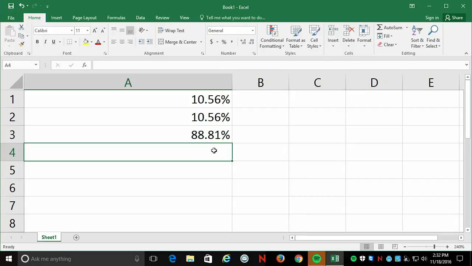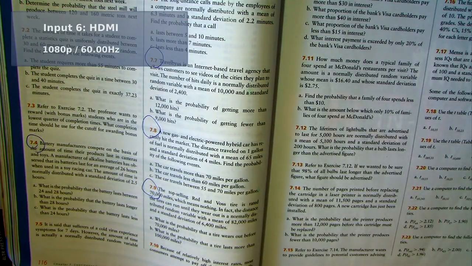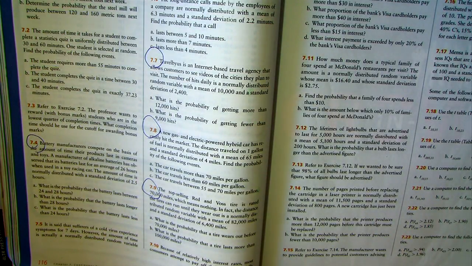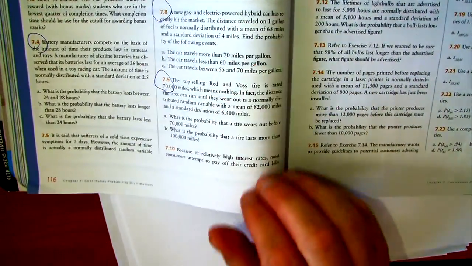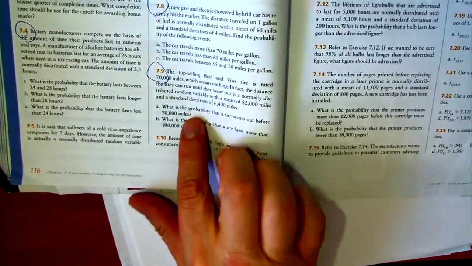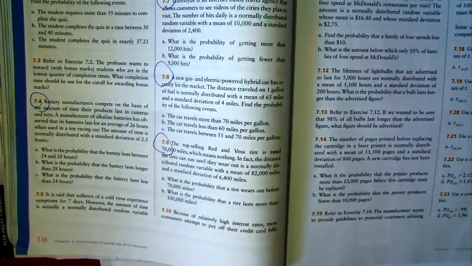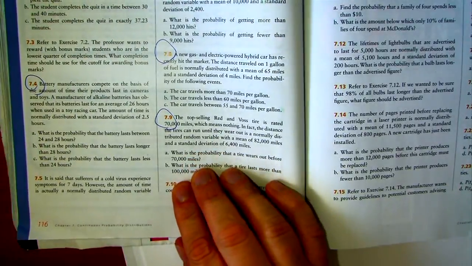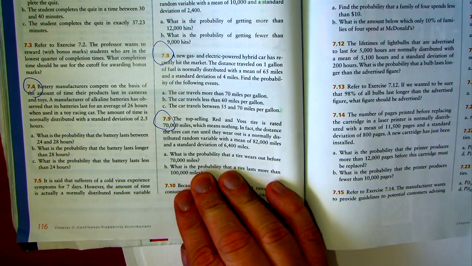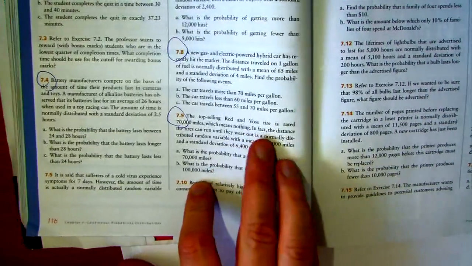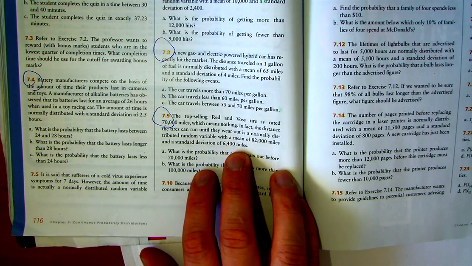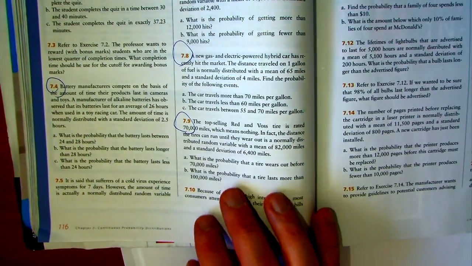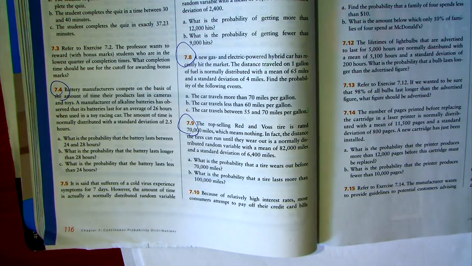So let me go to the document camera here. And let's do number 9. Okay. Number 9 says, I don't know if you can see number 9. Number 9 says the top selling Redenvoss tire is rated 70,000 miles, but it actually has a mean of 82,000 and a standard deviation of 6,400. What is the probability the tire wears out before 70,000 miles?